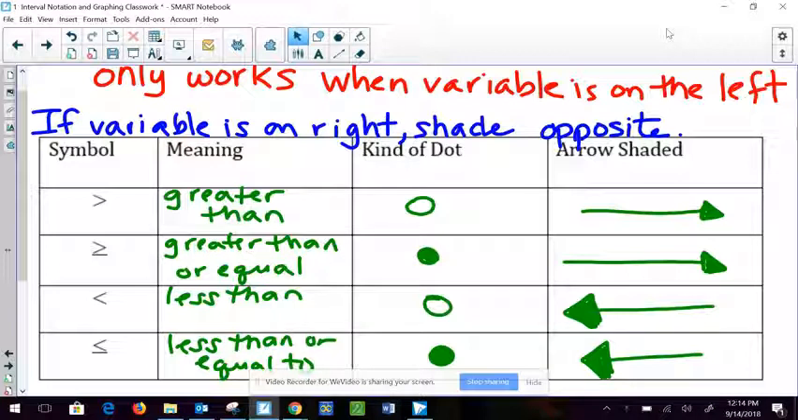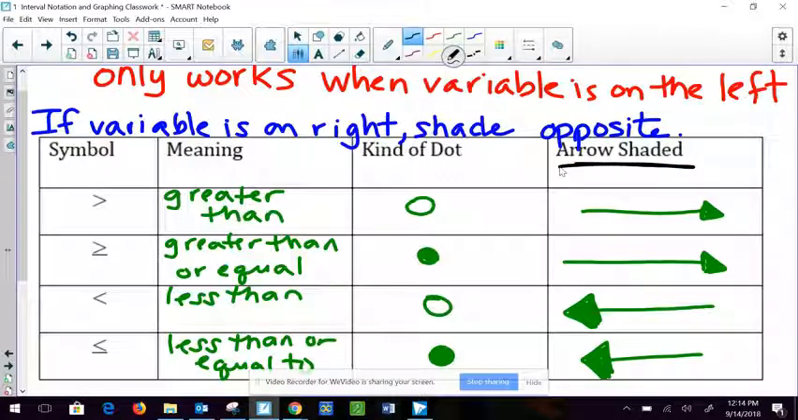Now that you have this all copied, let's discuss what this chart actually is. When we're working with inequalities, you have to be able to graph them. The first thing I want to make sure everybody understands is that this chart only works when the variable is on the left-hand side. If the variable is on the right-hand side, this entire shading column has to be opposite.